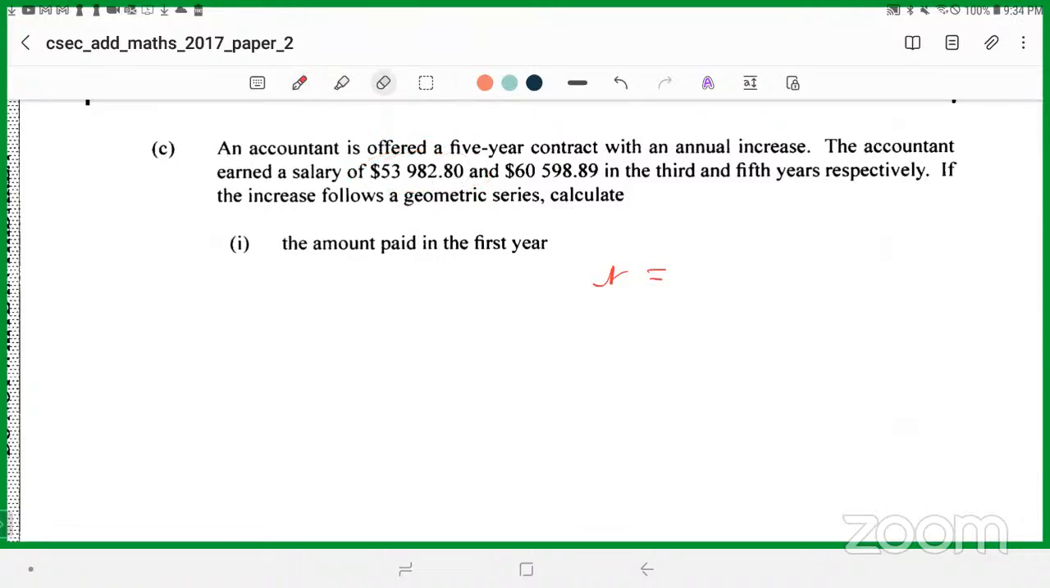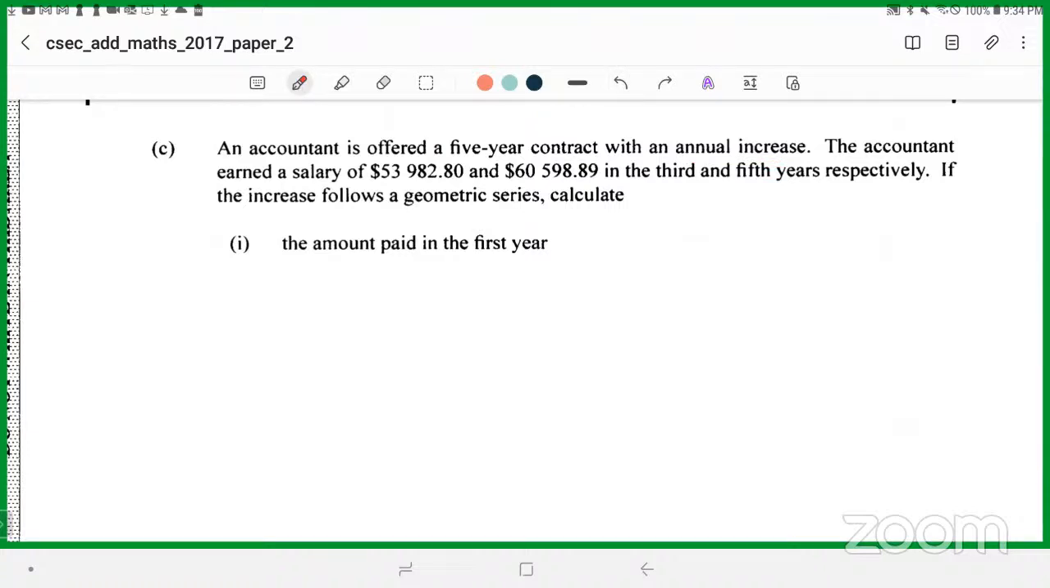So bear that in mind, guys. If you get one like it again, you have to use a large number of decimal places because you're multiplying your R with a very large number. That's 54,000. All right. Question says, an accountant is offered a 5-year contract, with an annual increase.